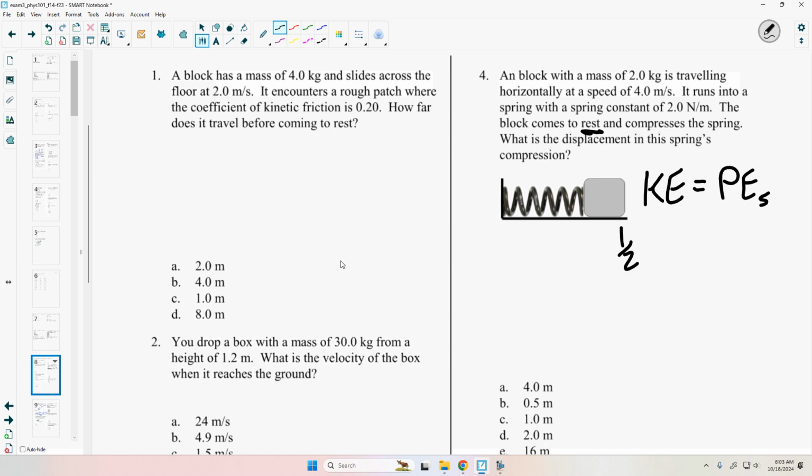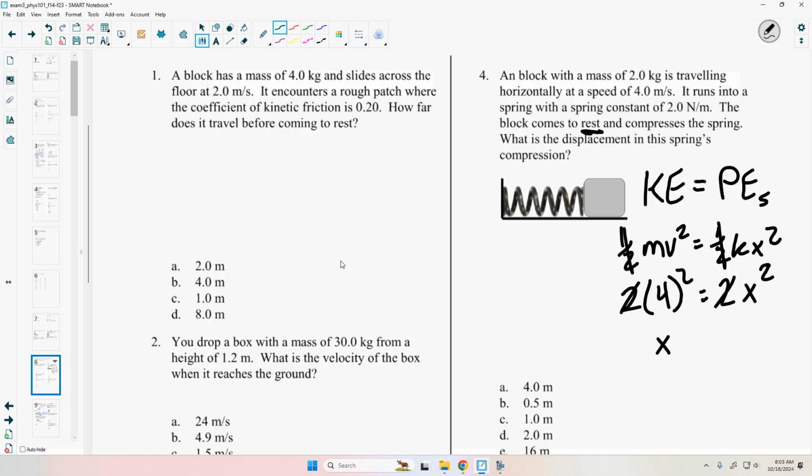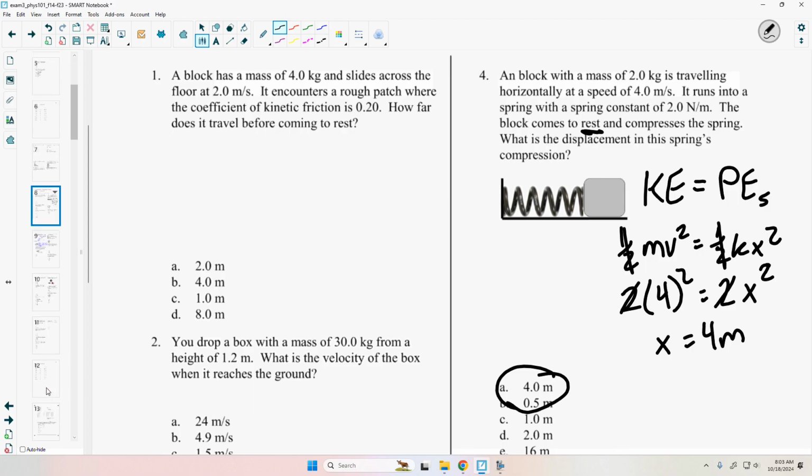So I have 1/2 mv squared equals 1/2 kx squared. Get rid of the halves. m is 2, v is 4, k is 2, and I want to know what x is. x is the square root of 4 squared, so x is 4 meters. Okay. That one was simpler, quite a bit simpler. Let's see if we can see another one. Might be more complex.